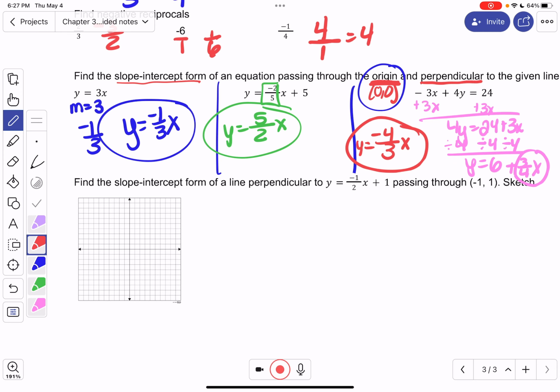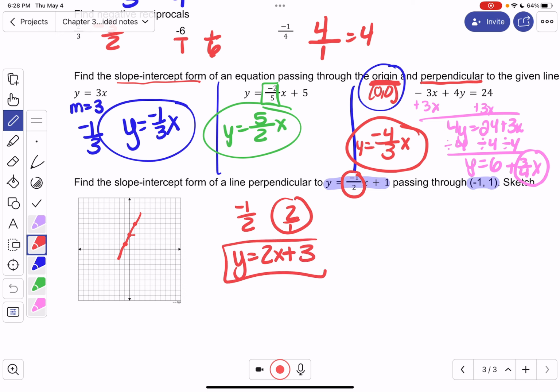Now let's do it when it's not the origin. So we have the same two options we had before. We can plot the point, -1, 1. The slope of this line is negative 1/2. So when we flip that and make it positive, we get positive 2 over 1. So I'd go up 2 over 1, up 2 over 1, and our y-intercept is 3. So we would get y equals 2x plus 3. That's how we do it graphically.